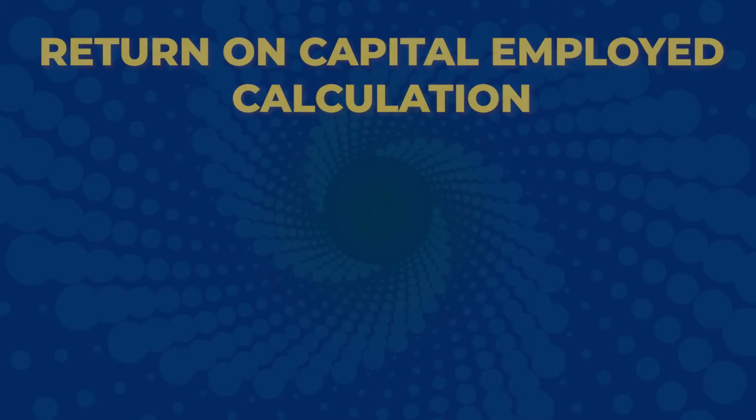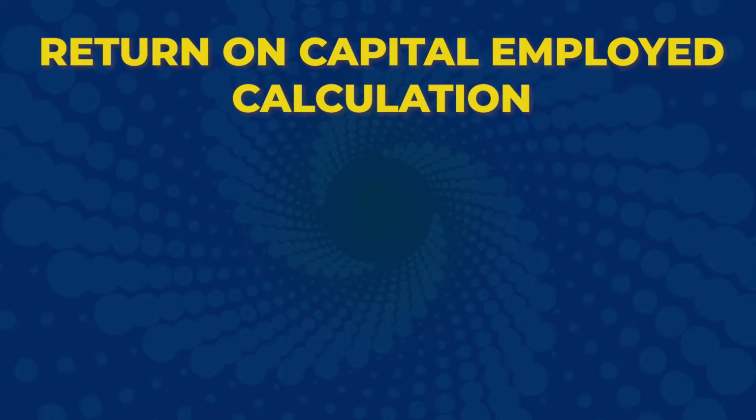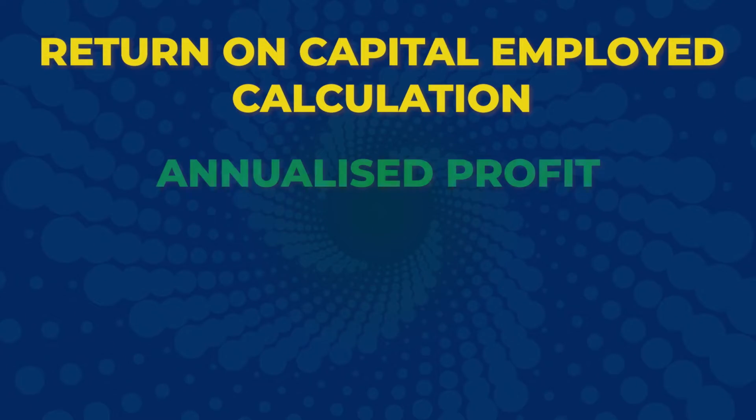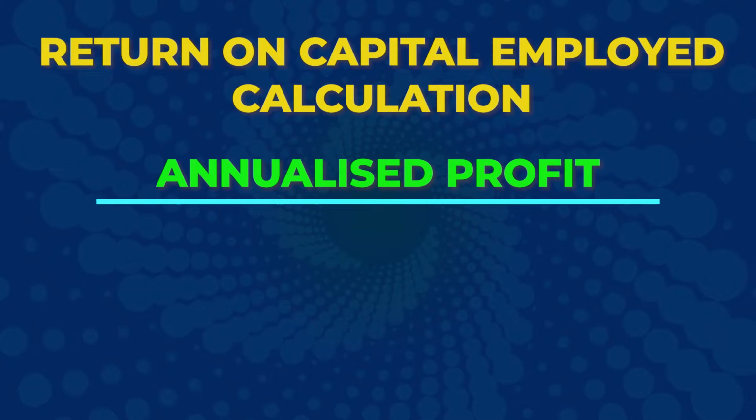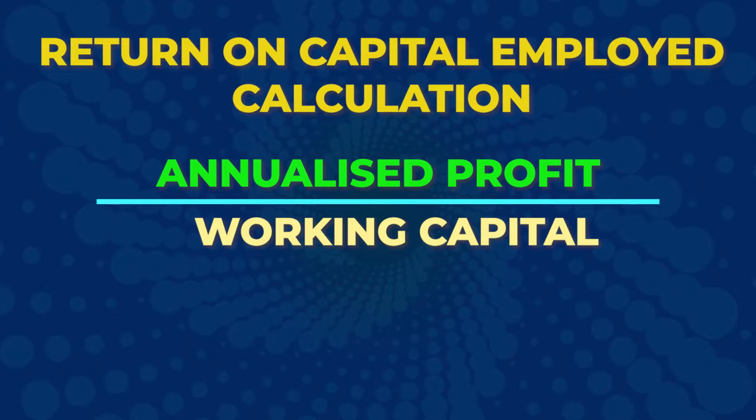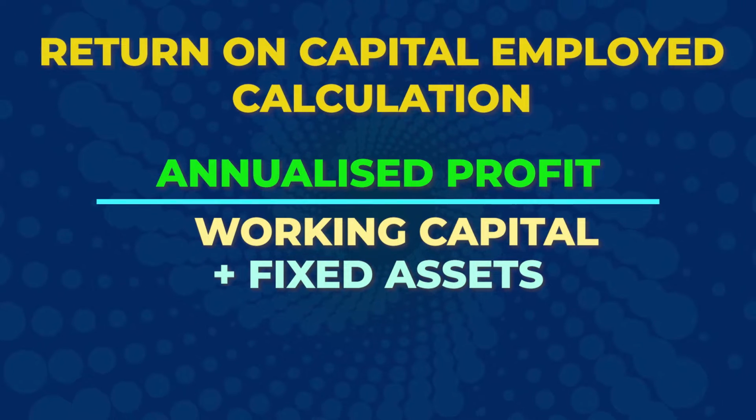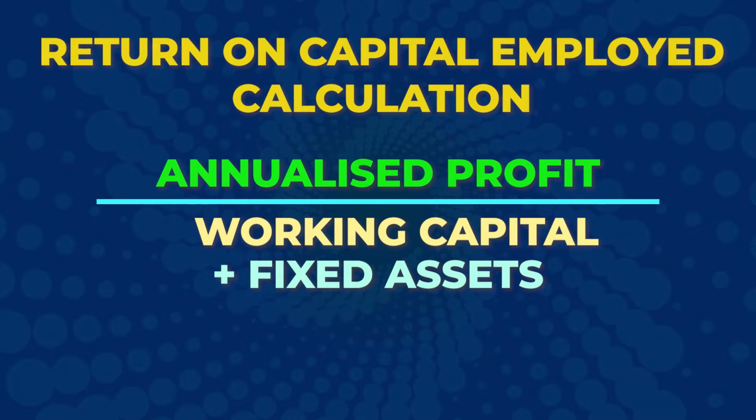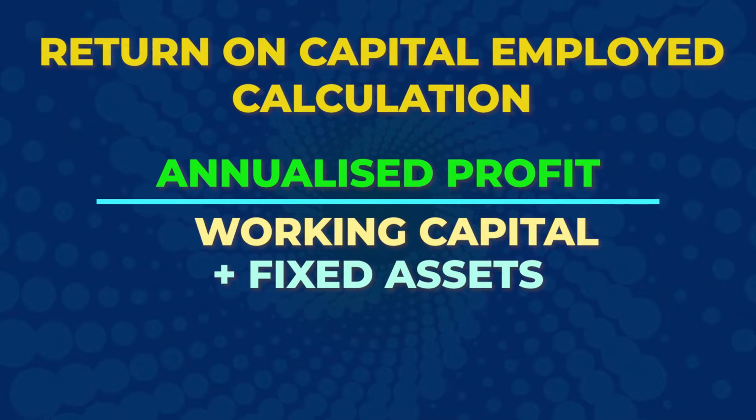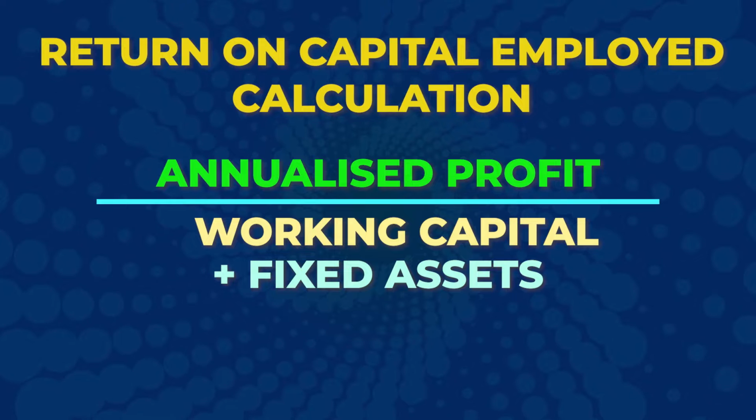To demonstrate the power of return on capital, let's look at a couple of examples. The calculation for return on capital or return on capital employed is the following. Annualized profit divided by your working capital plus your fixed assets. So working capital plus fixed assets, and have your annualized profit divided by that number. Let's demonstrate that through an example.